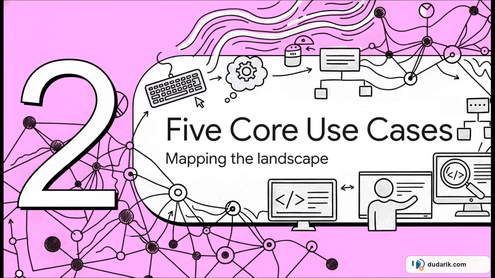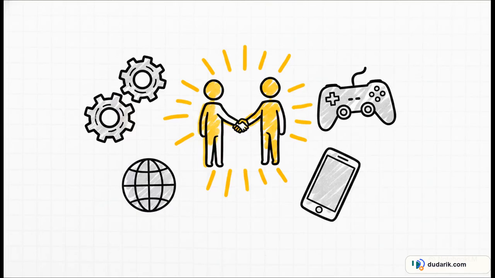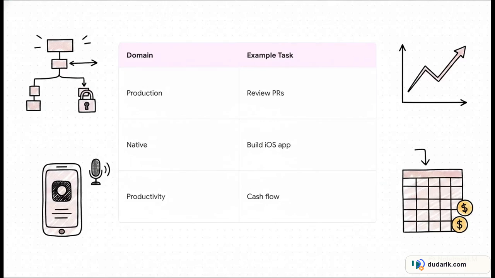Moving on to Section 2, the 5 core use cases, mapping the landscape of capabilities. According to the official documentation, Codex's capabilities are basically grouped into these 5 core collections: production systems, productivity and collaboration, web development, native development, and game development. Now, what really jumps out to me here is productivity and collaboration. Codex has expanded way beyond standard software engineering into just general knowledge work. It isn't just writing scripts, it's actively coordinating work across apps, data, and entire teams. Let's look at some concrete examples to see what that actually looks like in practice.